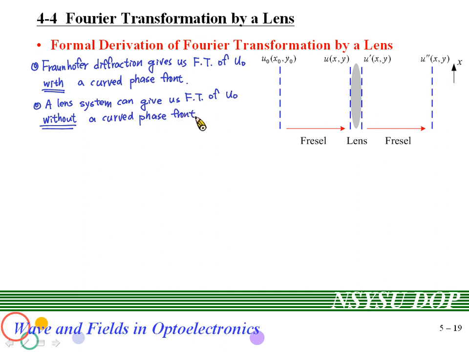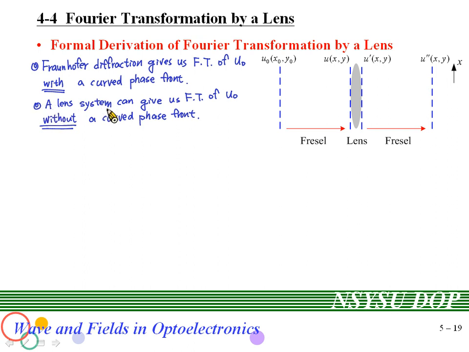So compare these two, Fraunhofer diffraction and a lens system. Both of these two can give us the Fourier transform of u0, but Fraunhofer diffraction will also give us a curved phase form, and a lens system will not give us a curved phase form. So let me show you how a lens system will not give us a curved phase form.